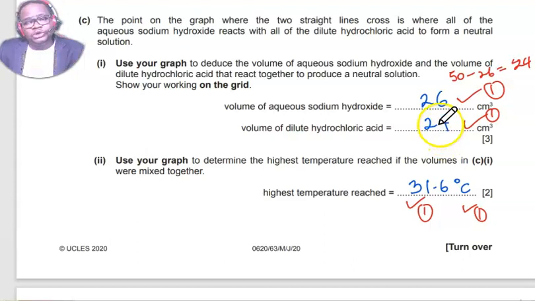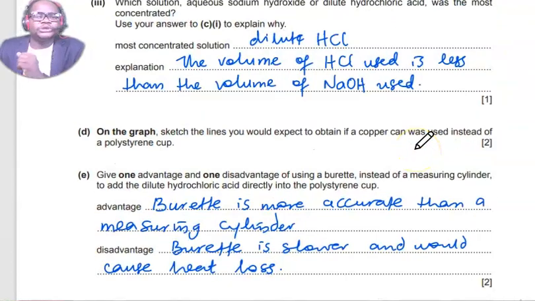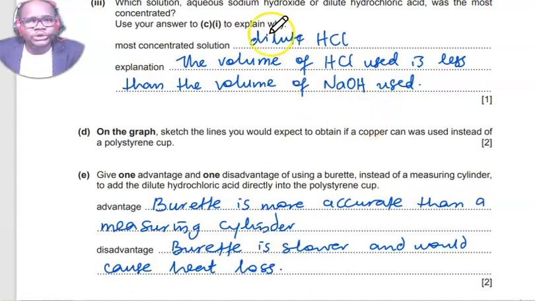If the value you got was 25 cm3 of sodium hydroxide and 25 cm3 of hydrochloric acid, that will mean that they both have equal concentration. But since your sodium hydroxide used was more than hydrochloric acid, it means that sodium hydroxide is less in concentration compared to hydrochloric acid. I think that principle should be simple enough. So dilute hydrochloric acid is the more concentrated one here, and the explanation is because the volume of hydrochloric acid used is less than the volume of sodium hydroxide used.